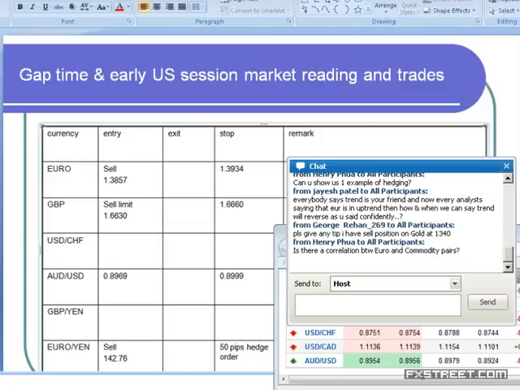Given that I have a self-position in gold, okay, gold is also expected to make the slide, so you can wait for that. And definitely you will be able to see profit, but keep the hedge order to limit the risk. Then, is there a correlation between euro and commodity?